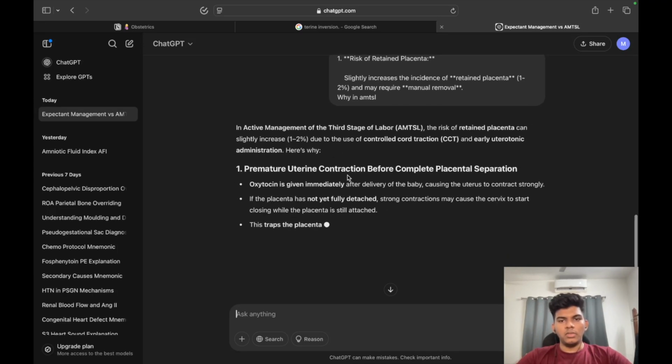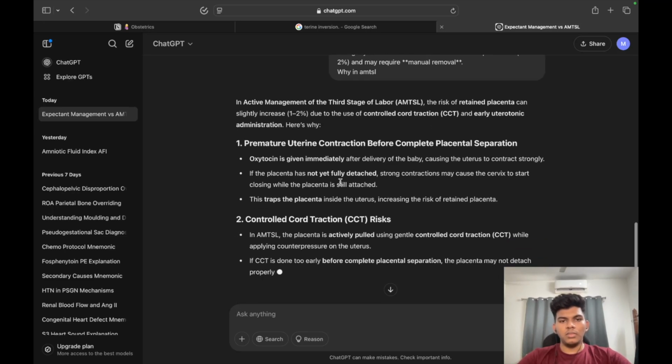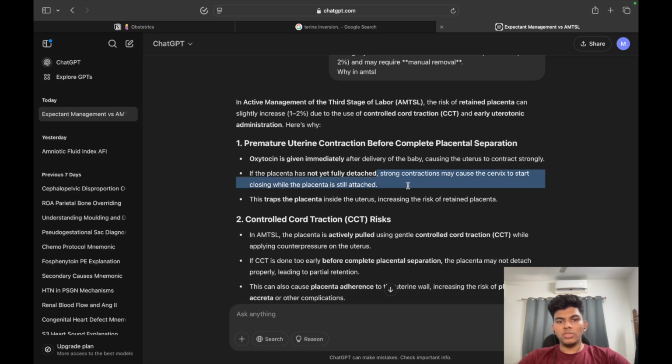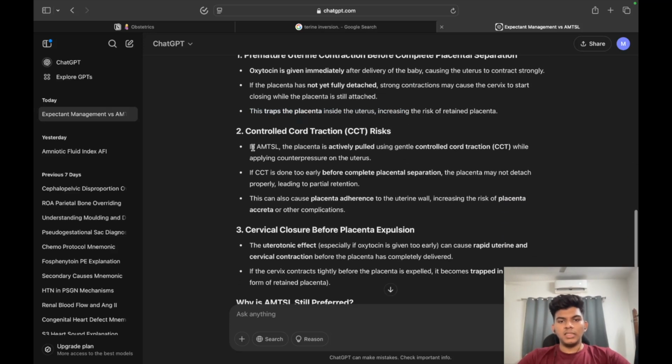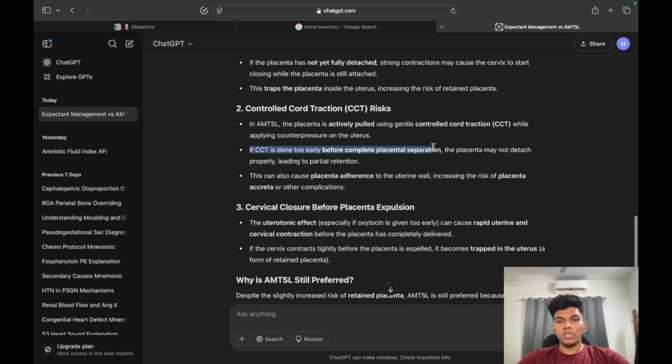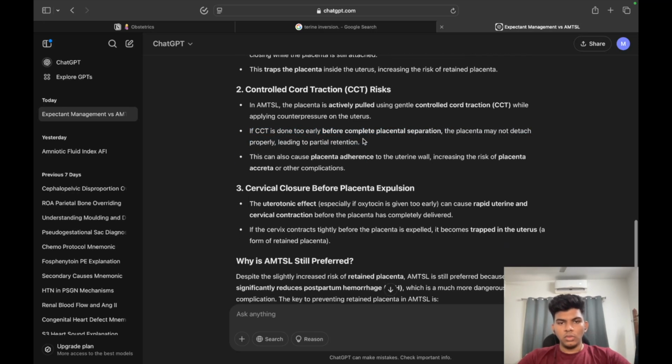Due to CCT and early uterotonic administration: premature uterine contraction before complete placental separation. Oxytocin given immediately after delivery of the baby causes the uterus to contract strongly. If the placenta is not fully detached, strong contraction may cause the cervix to start closing while the placenta is still attached. So cervix closure is what we are looking at. This traps the placenta inside. With CCT, the Brandt-Andrews technique, if it is done too early before complete separation, the placenta may not detach properly, leading to partial retention. So everything should be timed.